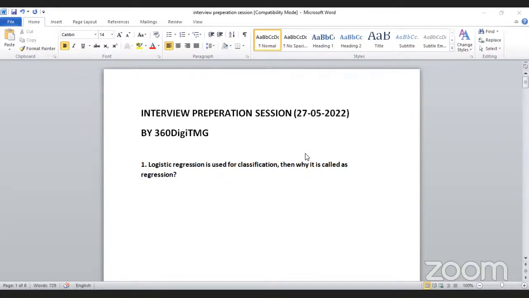Logistic regression is used for classification. Then why is it called regression? So that is your first question.